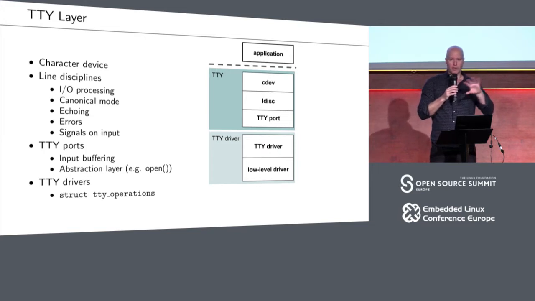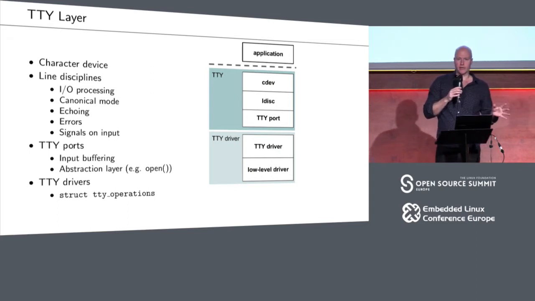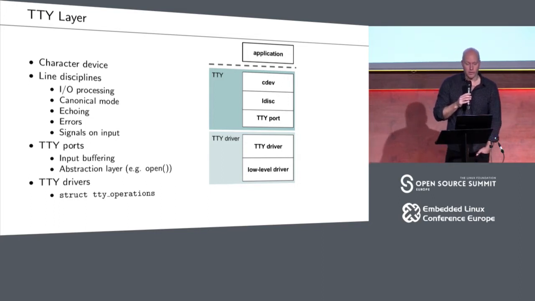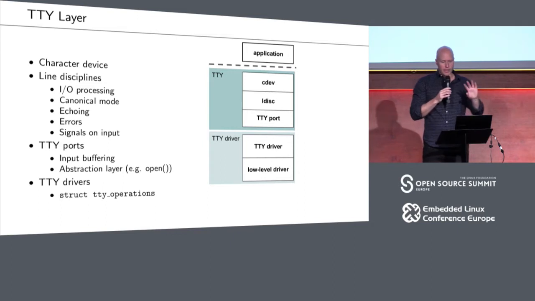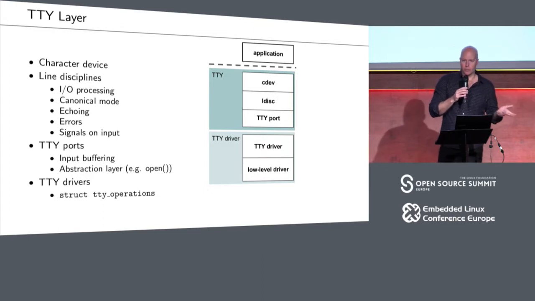So the TTY layer ultimately provides this character device to user space, abstracting the underlying serial port hardware. Beneath the character device, we have the line disciplines, which is an abstraction that deals with any kind of IO processing. This is where the canonical input mode, with its line editing facilities, is implemented. It deals with echoing, error handling, parity, framing, but also things like emitting signals on various input conditions. Beneath the line discipline, we have the TTY port layer, which is where the input buffering is currently implemented in the kernel.